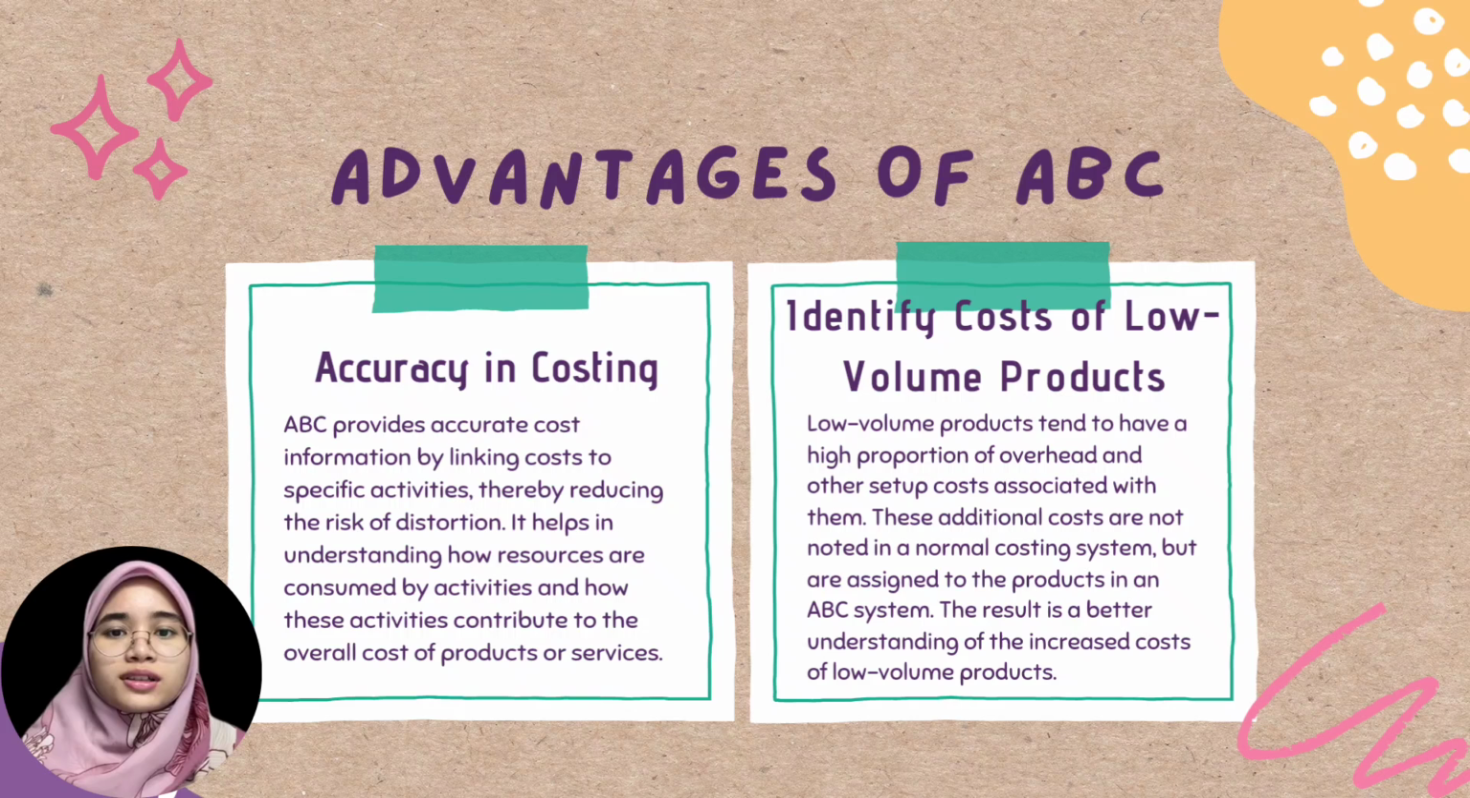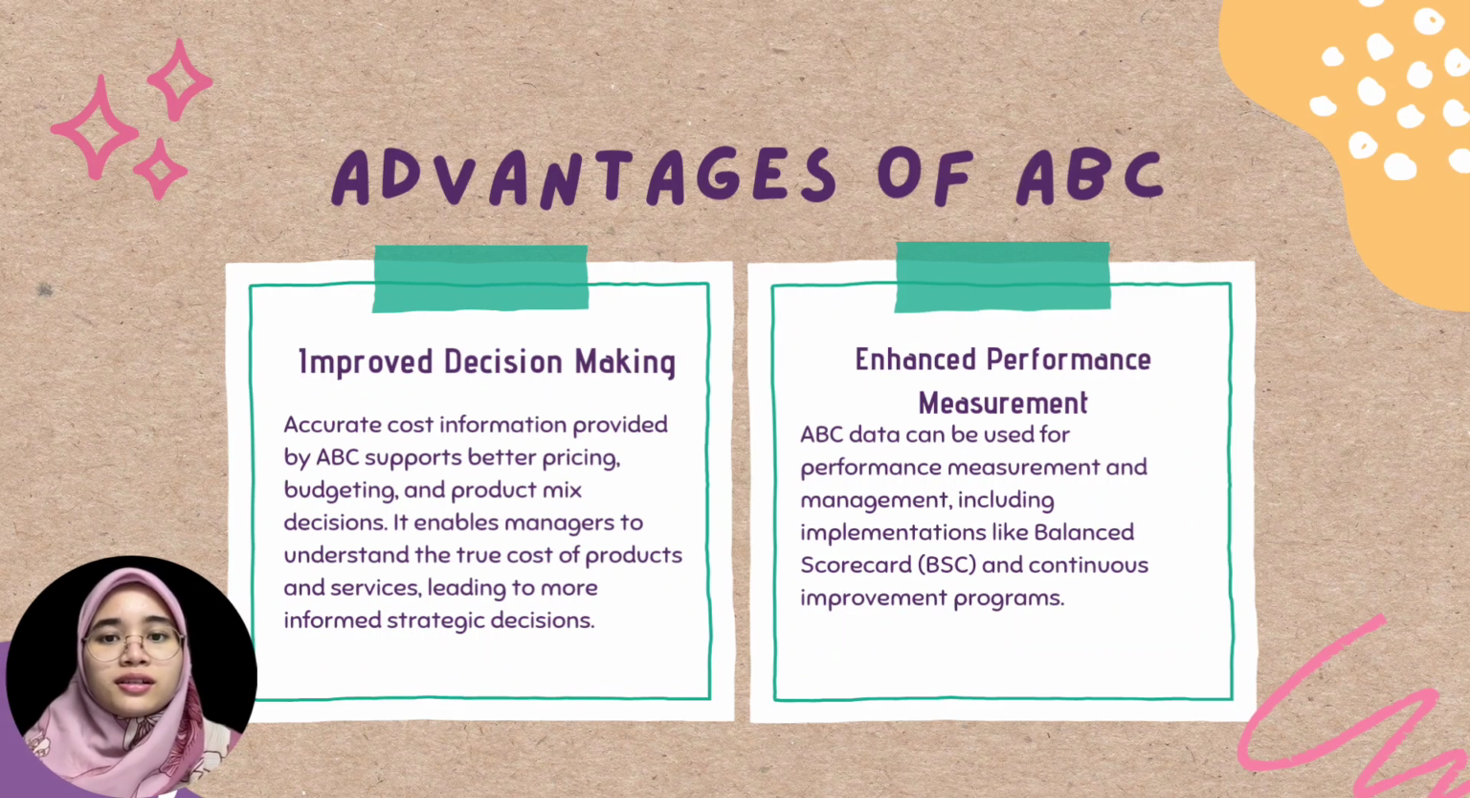Second is identifying the cost of low volume products. Low volume products tend to have a high proportion of overhead and other setup costs associated with them. These additional costs are not noted in a normal costing system, but are assigned to the products in an ABC system. The result is a better understanding of the increased cost of low volume products. Third is improved decision making. Accurate cost information provided by ABC supports better pricing, budgeting, and product mix decisions.